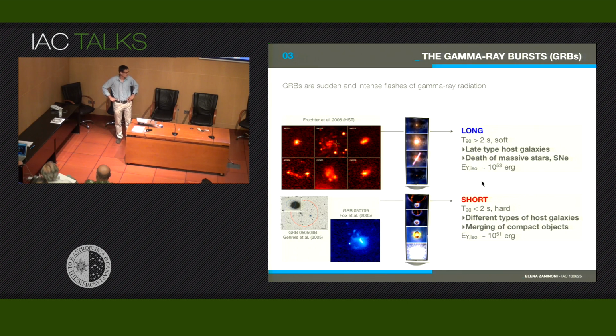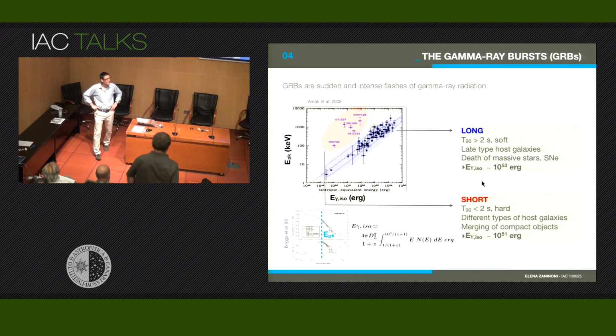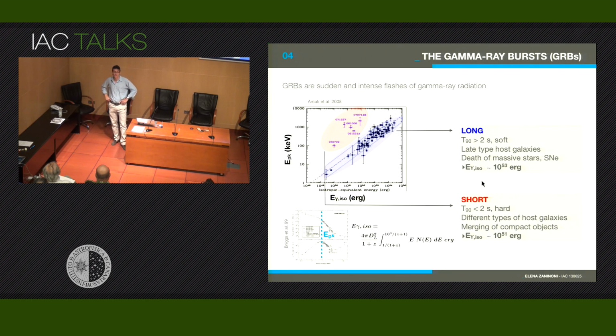And the short gamma ray bursts instead come from the merging of compact objects such as a neutron star and black holes. They are also different in energetics, because long gamma ray bursts are more energetic in the gamma rays than short gamma ray bursts. Here I show the Amati relation. It is the relation between the peak energy, that is, this is the spectrum, this is the peak energy, and the isotropic gamma ray energy. And so we can see that this is the relation for long gamma ray bursts. In fact, this correlation is followed only by long gamma ray bursts, and this red part is our short gamma ray bursts that stay in another part of this plane.